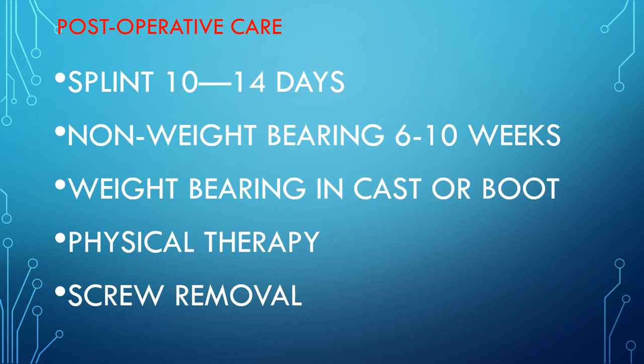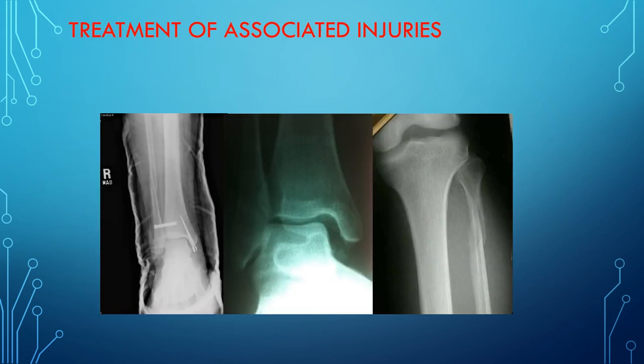Following syndesmotic repair, generally splinting is utilized for 10 days to 2 weeks, then non-weight bearing for up to 10 weeks, following which there is weight bearing allowed utilizing a fracture boot or cast. Physical therapy then follows, and of course screw removal.